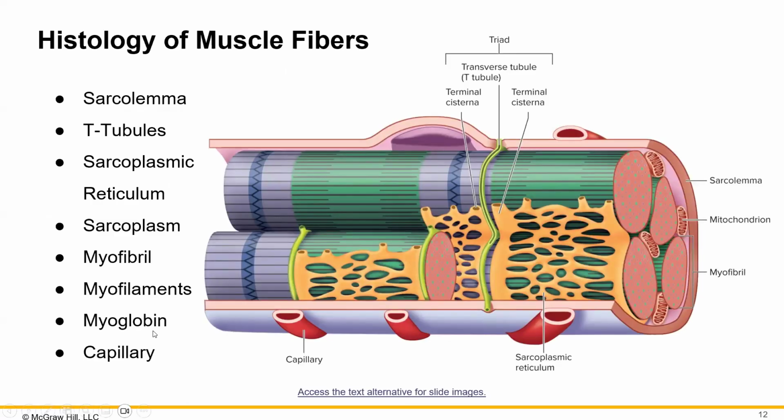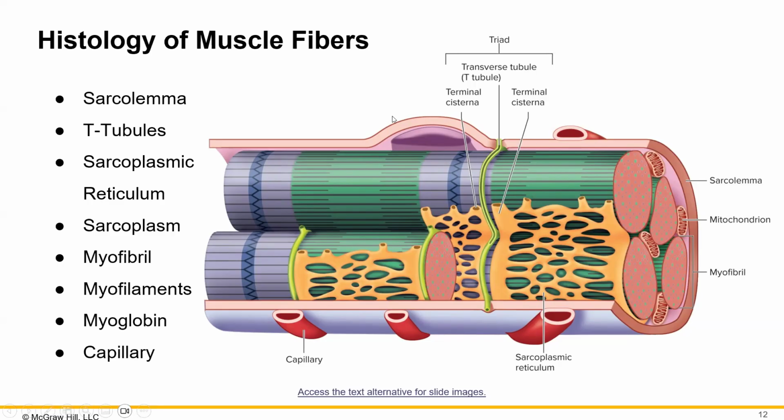Okay, so a lot of these we have introduced already. A couple down here we have not talked about yet. We'll get into those a little bit later into the chapter. One thing I want to highlight again is this triad. So T for triad, T for T tubule, T for terminal cisterna. So two terminal cisterna, one T tubule makes up that triad.